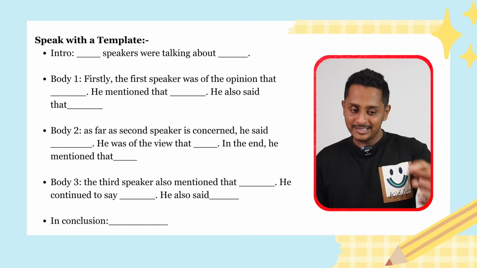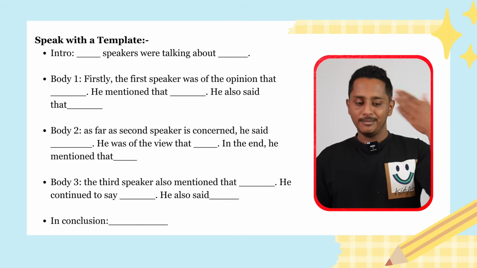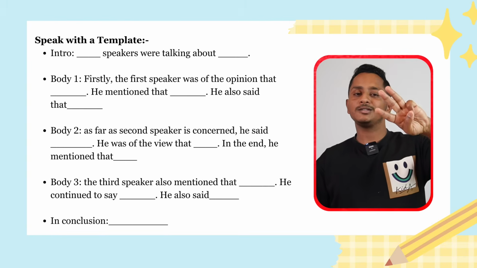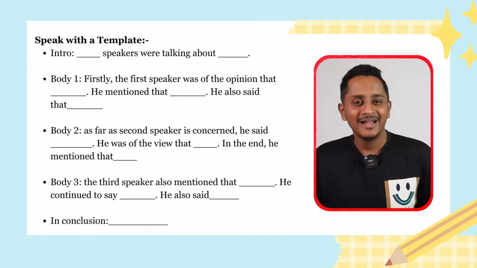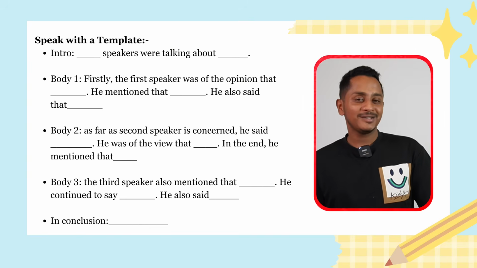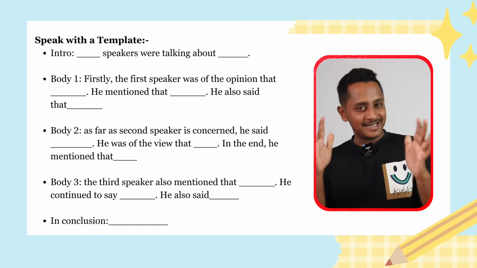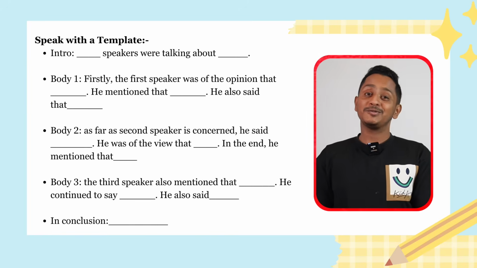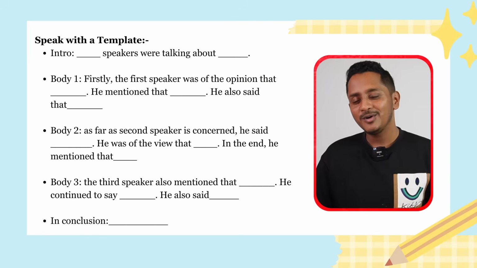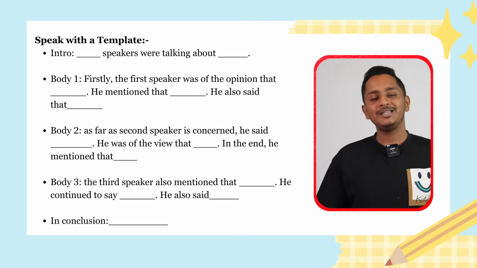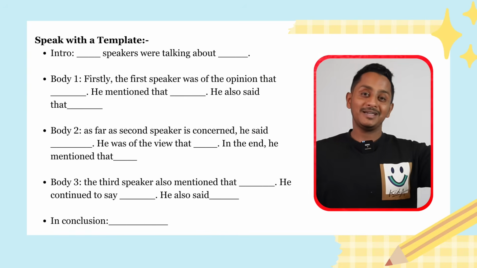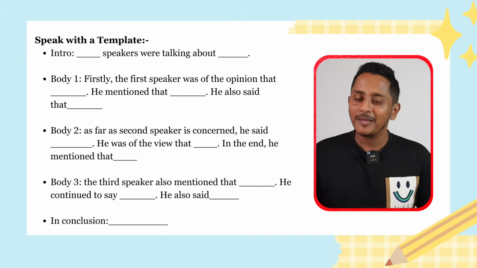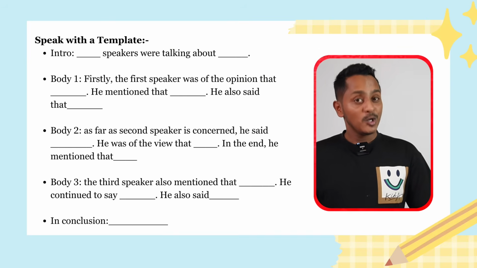Body 1. Firstly, the first speaker was of the opinion that, he mentioned that, he also said that. 3 sentences. What if you have written more? Then just keep adding. For each speaker I would recommend you speak for 30 seconds minimum. So overall some 90 seconds is what I would expect everybody to speak for a better score, because this contributes around 16 to 18 or 20 marks depending on the number of questions that you get towards your speaking and listening both. Around 35 to 40 marks overall.